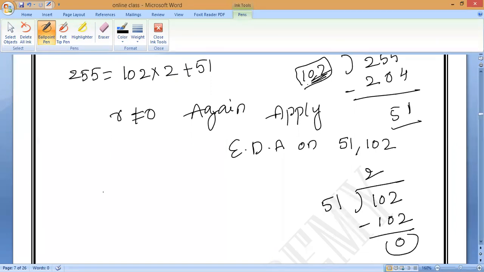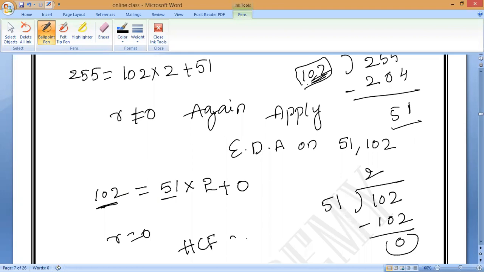Understood. So 102 equals 51 into 2 plus 0. Padmavasini, focus here. Here r is equal to 0. So what is our HCF?